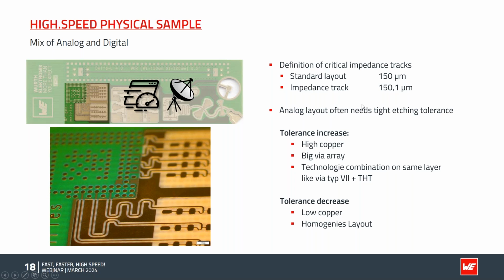So how to define this track? With the improvement of the IPC data format and the new Gerber formats, there's a possibility to add attributes to these nets. If your software is not supporting this, a very simple trick is just to add an increment to it. The standard layout, just as a random number, is 150 microns, and the impedance track is 150.1. So it's very simple, very fast in all CAM tools to identify where the critical tracks are.